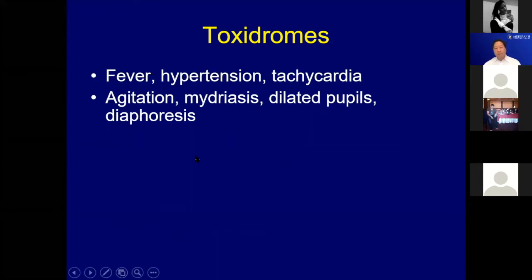How about this one? Fever, hypertension, tachycardia, agitation, mydriasis, dilated pupils, diaphoretic. Yeah, there you go. I was like, you're getting answers now. Wow. So why did you put down cholinergic or sympathomimetic? Very good. How could you tell the difference? Amphetamines are basically sympathomimetic. The two toxidromes, anticholinergic and sympathomimetic, are very similar. So this is a sympathomimetic toxidrome. Next.